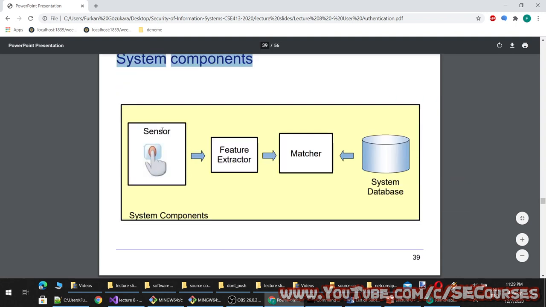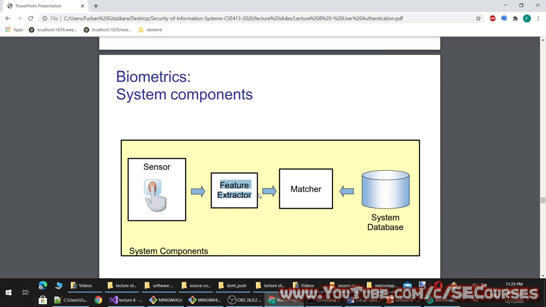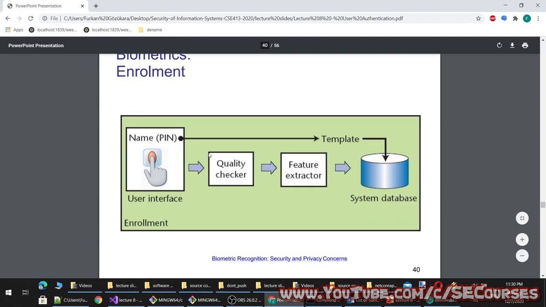Biometrics system components. Of course, there are sensors to get the biometric data, and feature extractors. From that raw data, you extract the features and measures. With the match function, you compare the extracted features from that moment with the saved ones in the database, and if they are matching, the authentication is successful.